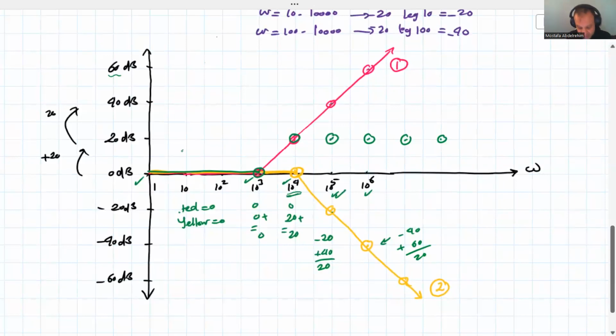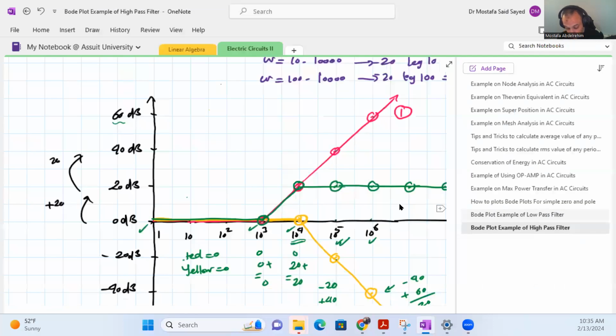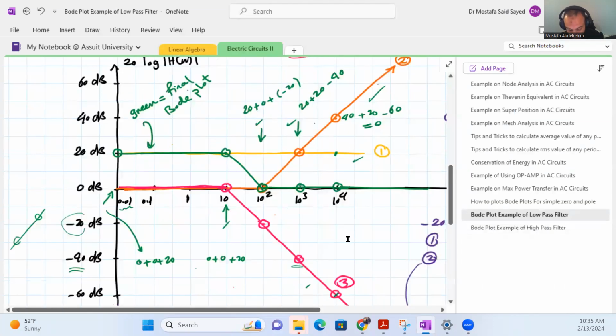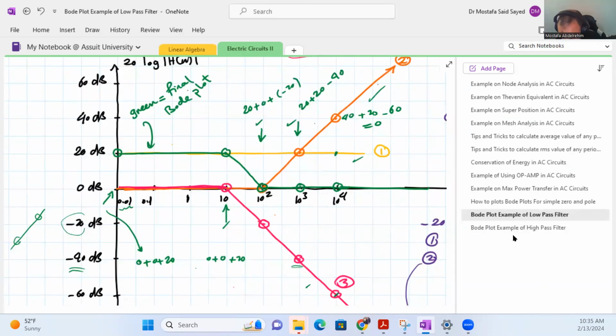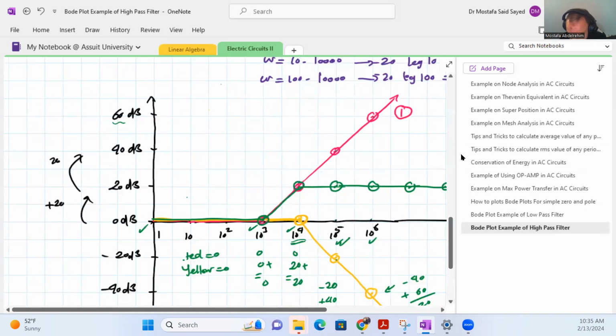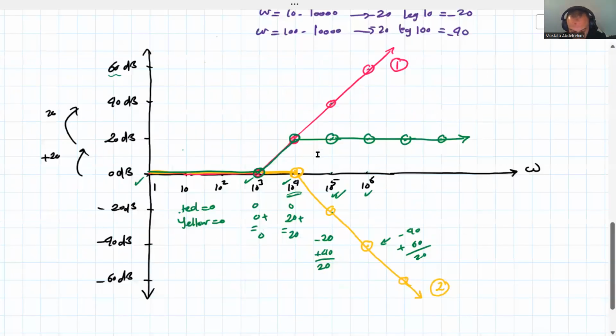So let's now connect them to each other. I'm gonna continue all the green dots together. Oh, so that's the opposite of the low pass filter. If you go back here to check the low pass filter that we talked about last time, it starts at 20 dB, then goes down to 0. This guy here starts at 0 and then goes up to 20 dB at some certain frequency.